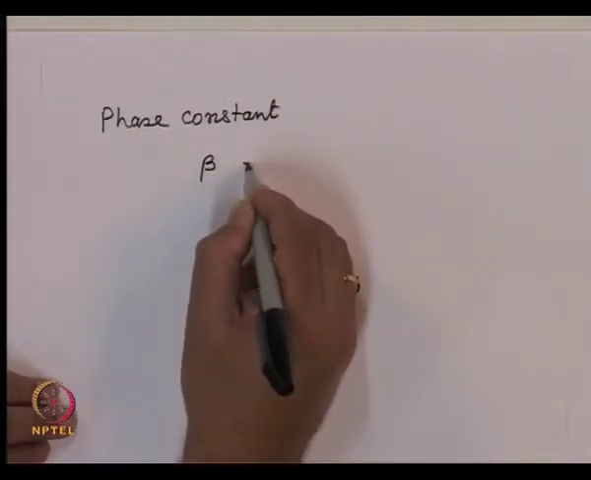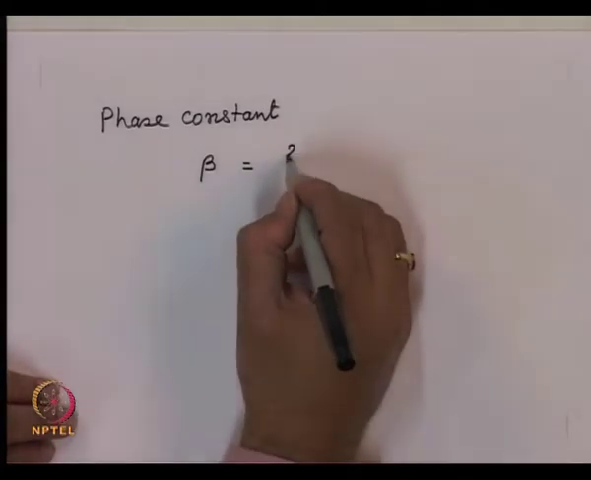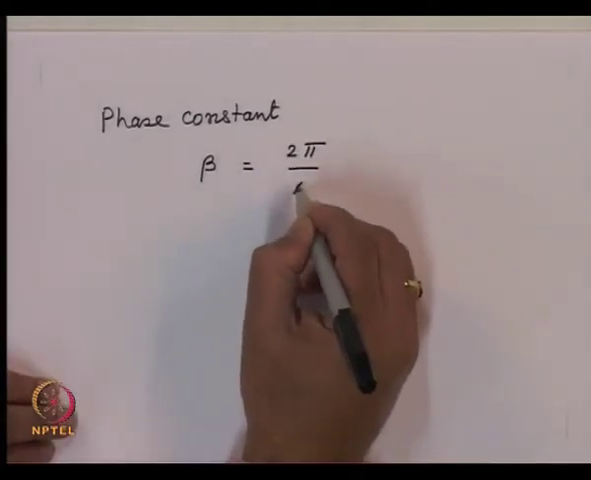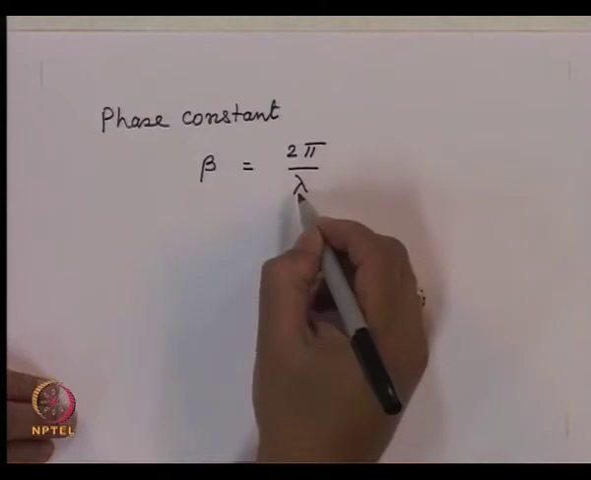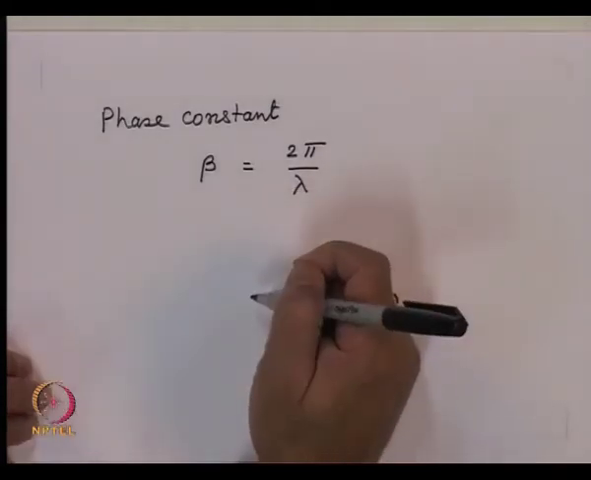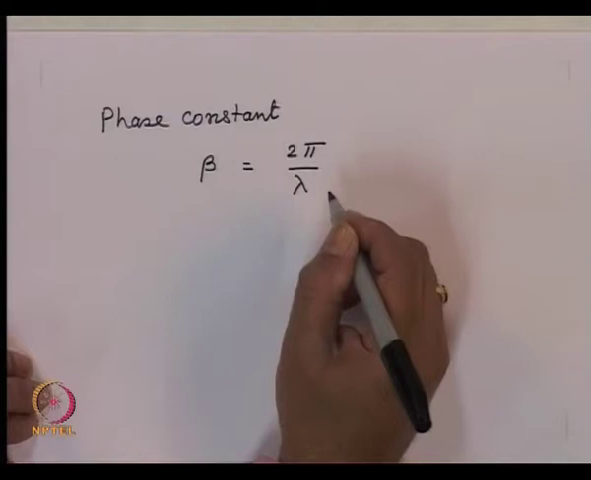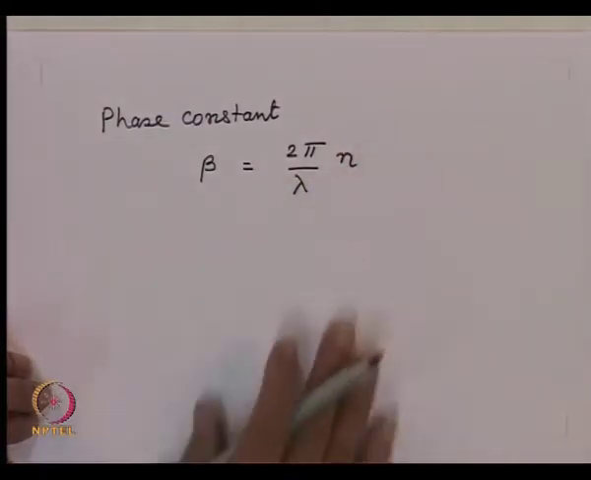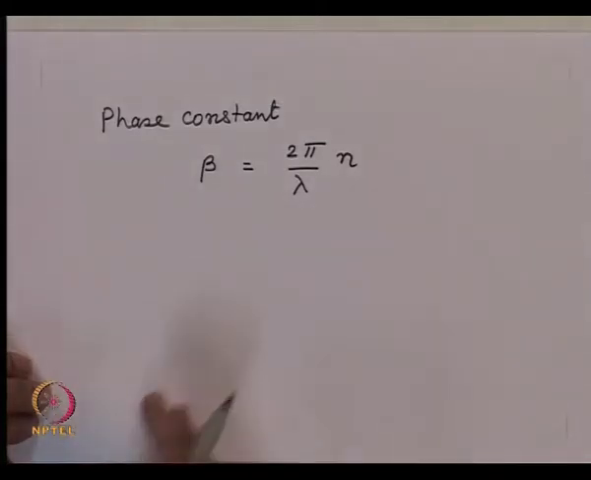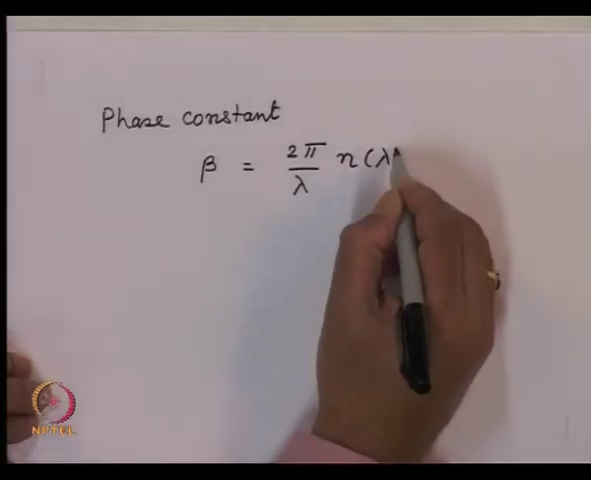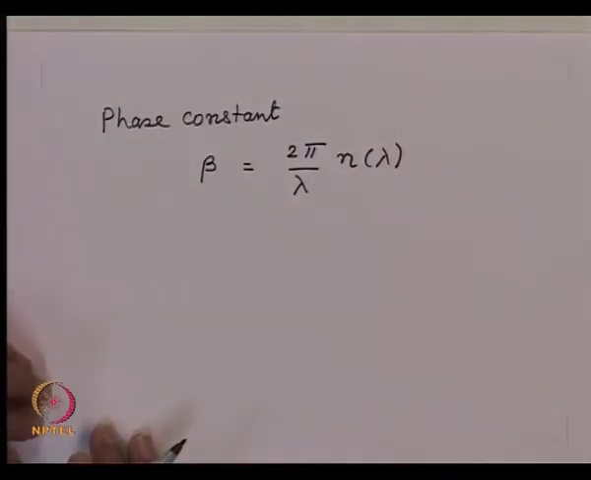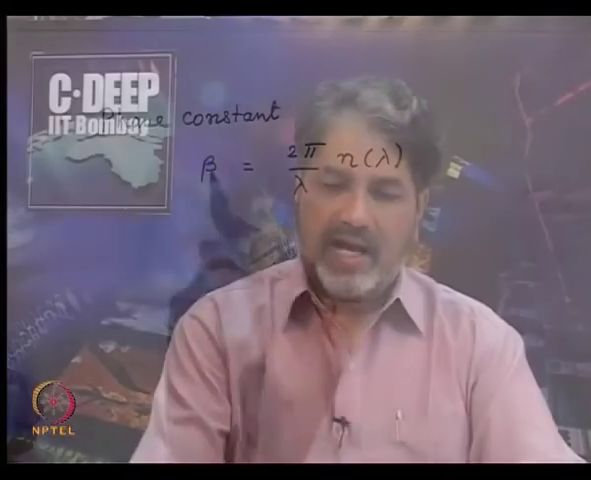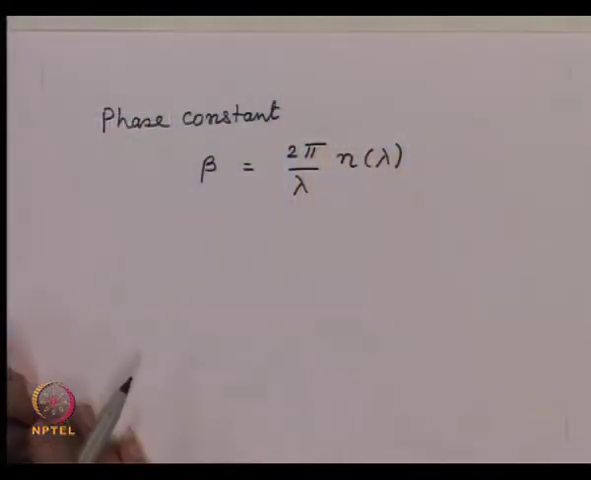So now the phase constant for this wave, beta, will be 2 pi by lambda, where lambda is the wavelength which you measure in the free space, multiplied by the refractive index of the medium. So this is n. But now n is a function of wavelength. So n is a function of lambda. So now I have a variation of this phase constant, which is going to vary as a function of lambda.